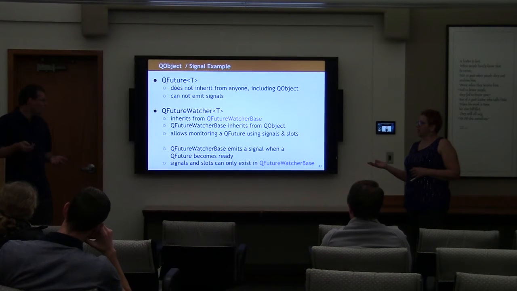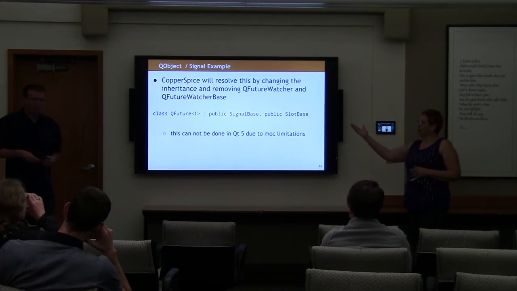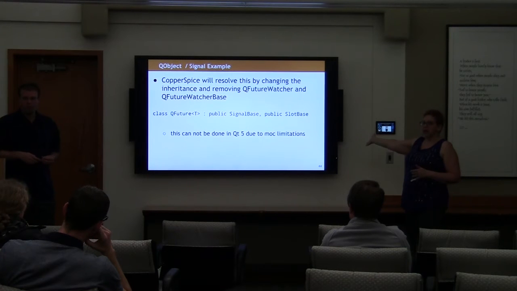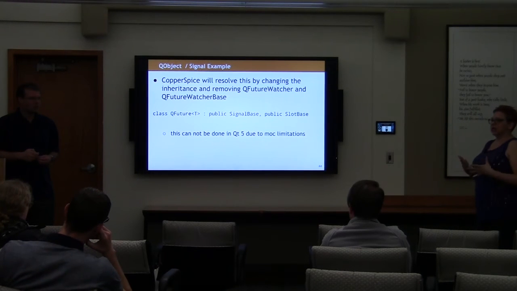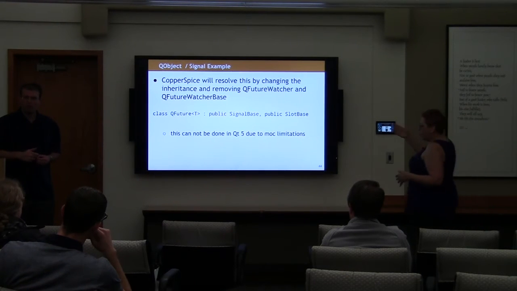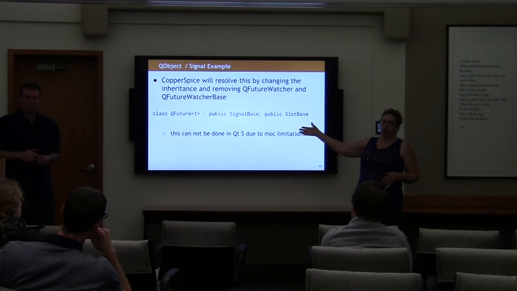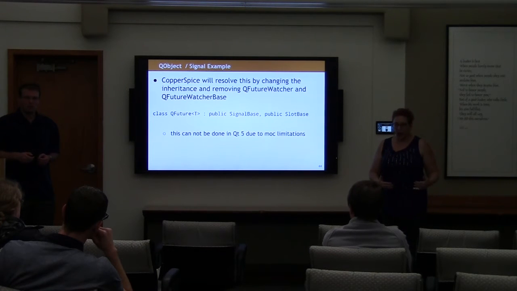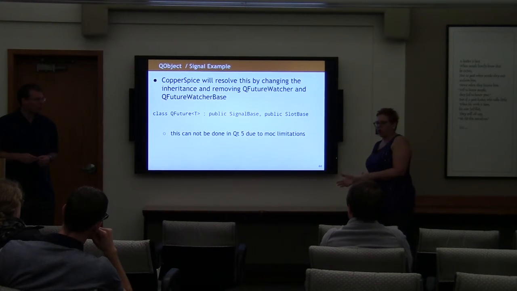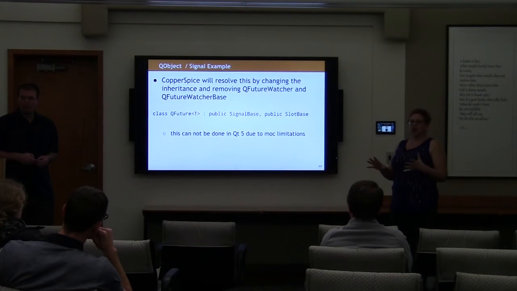So we decided, why not have QFuture inherit from signal base and slot base? And this again was showing us the power of what we did with our own signal slot library, that now we can go through and clean up things like this in CopperSpice. So it's using signals and slots correctly. We can put QPromise in, bring it back out where it should be, and we don't need the watcher and three levels of indirection. Then it will actually work the way it's supposed to.